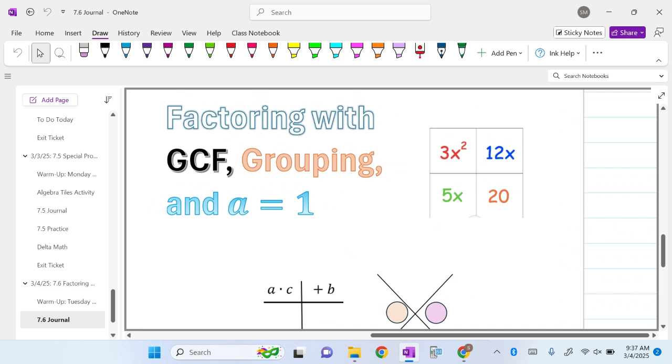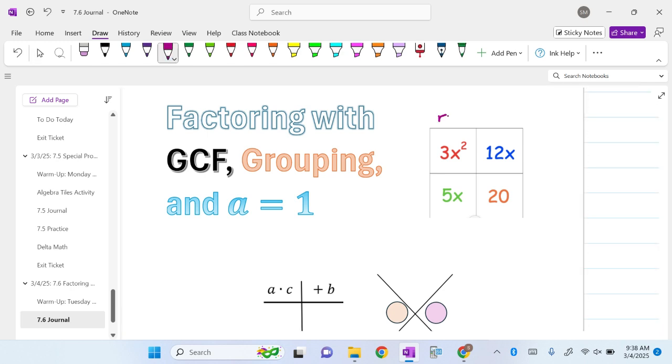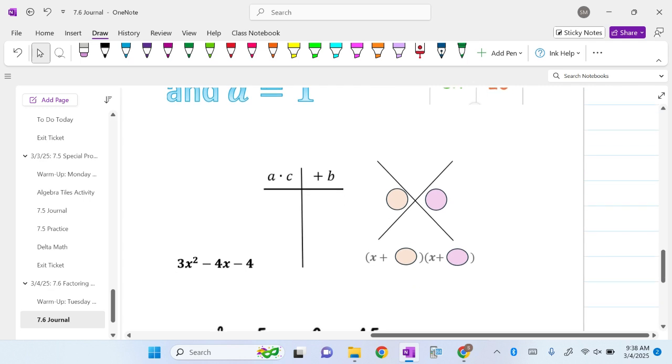So what factoring method would this one be? Not box, but reverse box. Remember, box is for multiplying, reverse box is for factoring. What about this one? What method is this? That's big X.